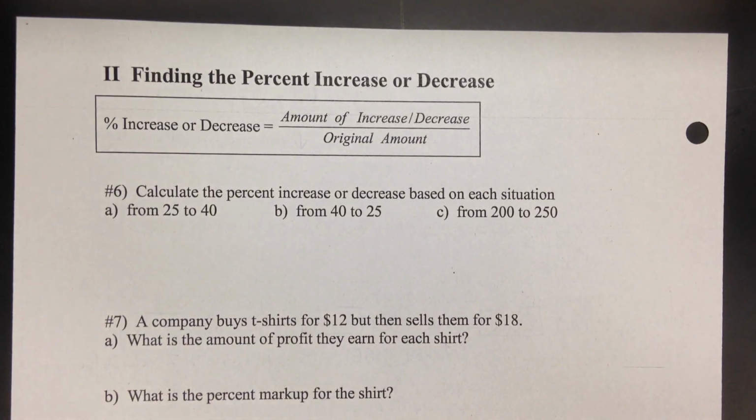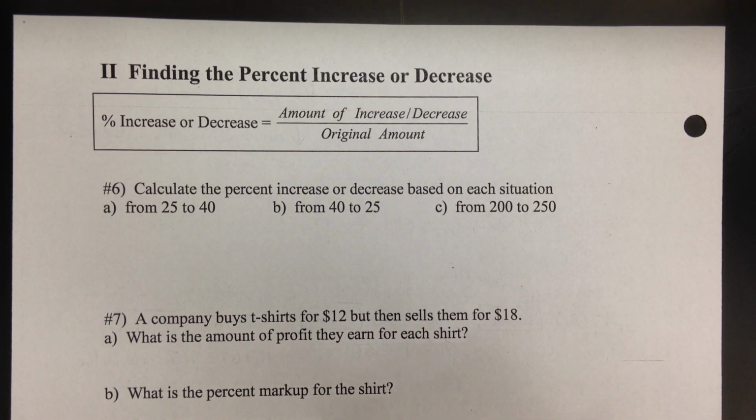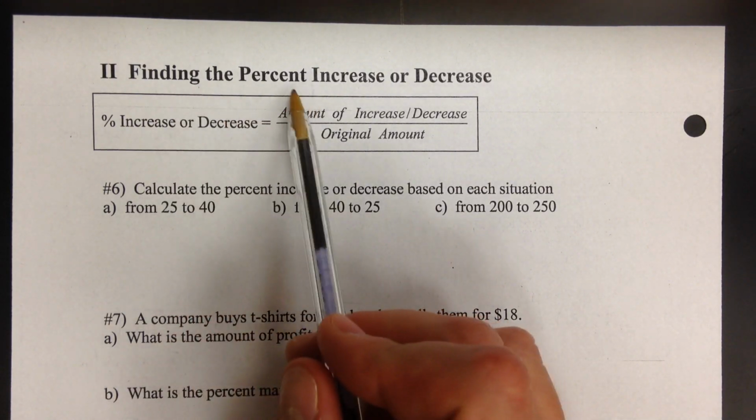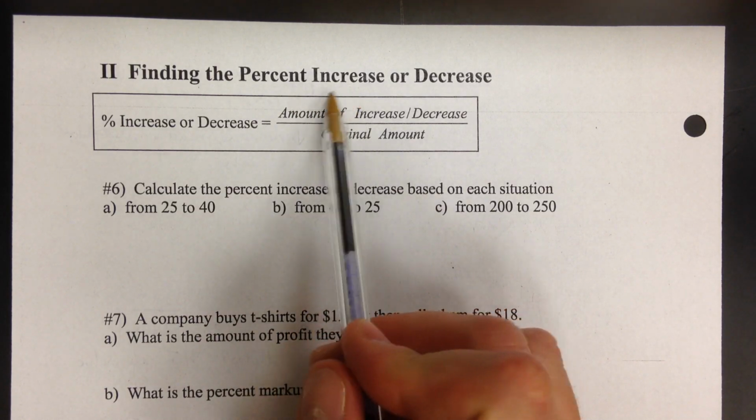All right, we're back for part two. Now, on the front, we were looking at calculating the amount of increase or decrease. So we were given the percent that we went up or down. Now, how do we figure out, part two, we're going to find what the percent increase or the percent decrease was.